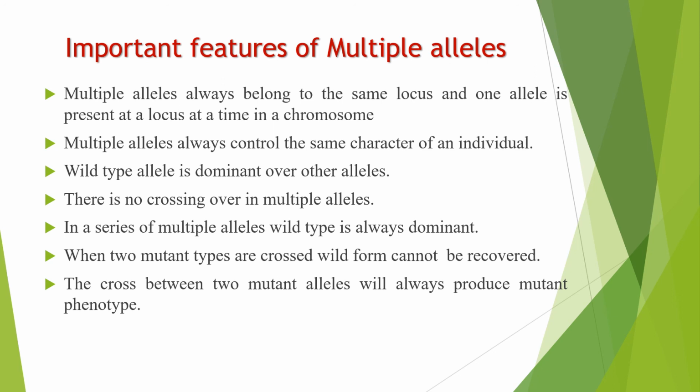There are certain examples of multiple alleles, for example, eye color in Drosophila and the ABO blood group system in man. So this is all about multiple alleles.